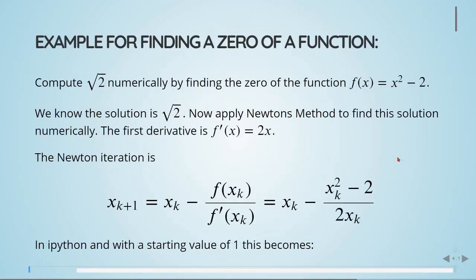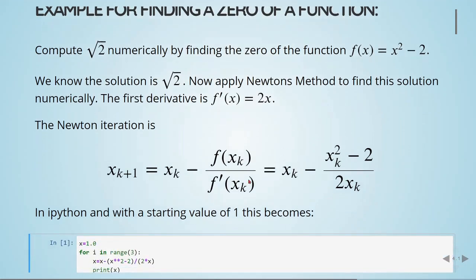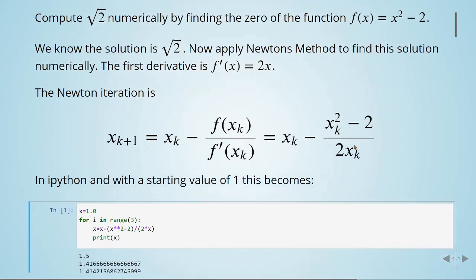So let's take a look at an example for finding a zero of a function using what we just saw. In this example, we will compute the square root of 2 numerically by finding the zero of the function f of x equals x squared minus 2. We know that the solution of this function is the square root of 2. So now we apply Newton's method to find the solution numerically. The first derivative is going to be 2 times x, and then we calculate this Newton iteration from this formula, and then we will get what we want.